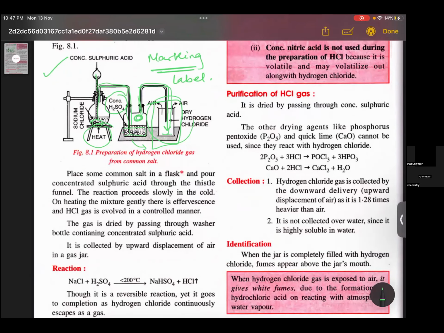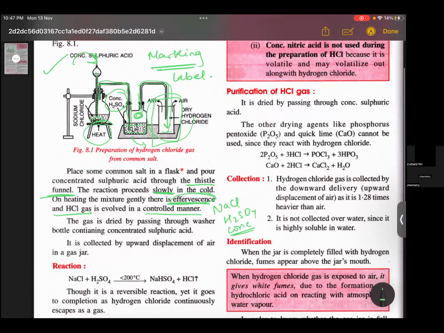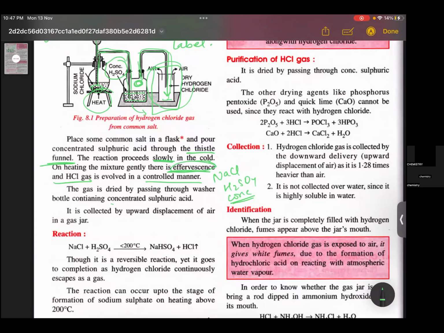Place some common salt in a flask and pour concentrated sulfuric acid through the thistle funnel. The reaction proceeds slowly in the cold. On heating the mixture gently, there is effervescence and HCl gas is evolved in a controlled manner. So this is the same thing. What is this? This is your NaCl and concentrated H2SO4 being heated, and you'll get an effervescence. The gas is dried by passing it through a washer bottle containing concentrated sulfuric acid.